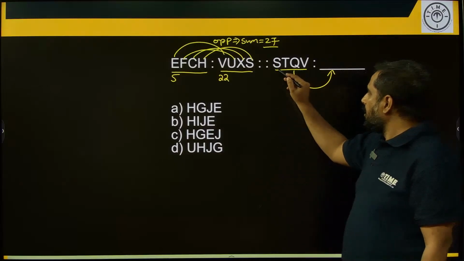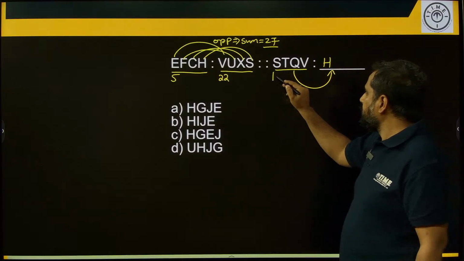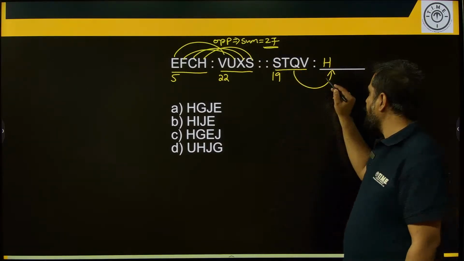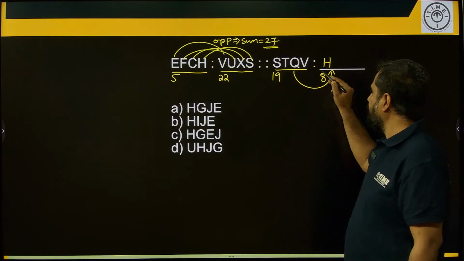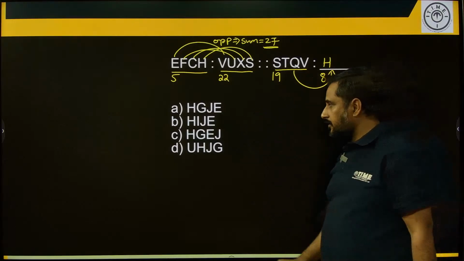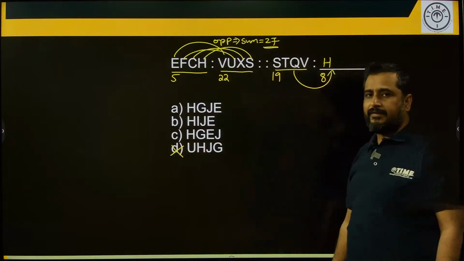Now, similarly, the opposite pair of S is H. That is, S position value is 19. To get the sum 27, we need to add 8. The 8th letter in the English alphabet is H. How many options are starting with H? 3 options. So option D is ruled out. Fine. Now let's go ahead with the second letter.